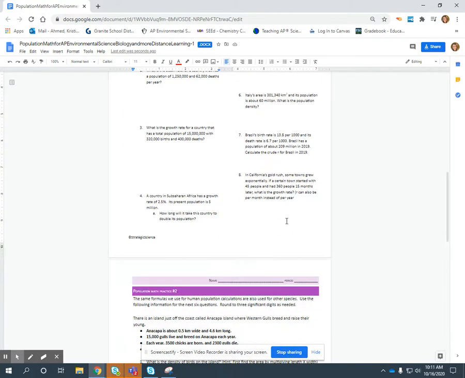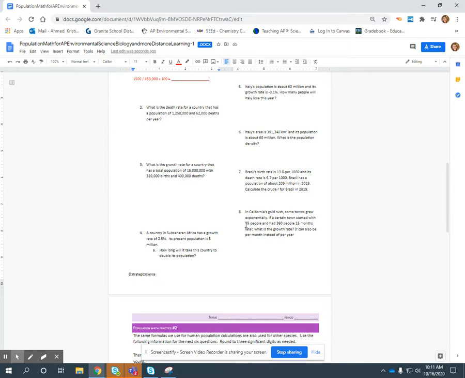Let's look at one that's a little bit more tricky. Let's look at number 8. It says, in California's gold rush, some towns grew exponentially, meaning they're doubling at a fast rate. If a certain town started with 45 people and had 360 people 15 months later, what is the growth rate? So one thing to note here is that our growth rate can also be measured per month instead of per year. So the first thing we need to figure out is how many times the population has doubled in this time period of 15 months.